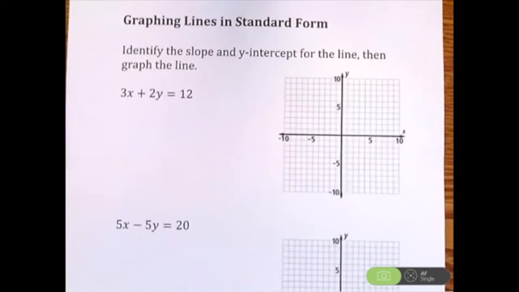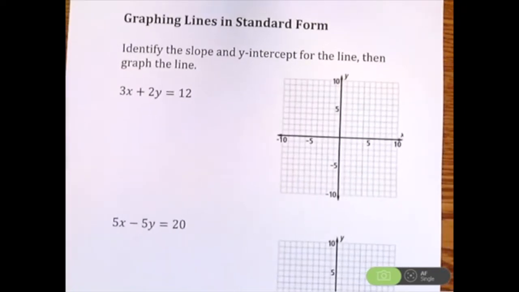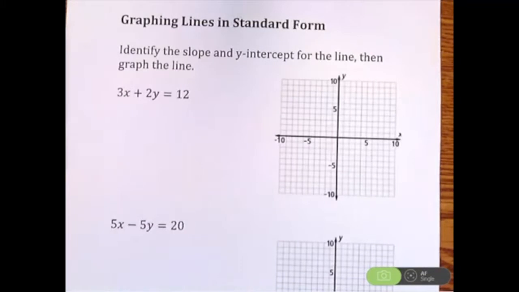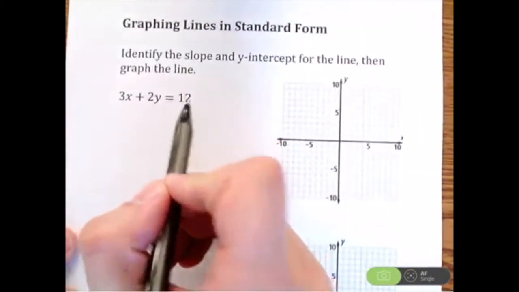Hello everybody, let's graph some lines in standard form. So we're going to identify the slope and y-intercept of the line and then graph. The two equations I have here are in standard form. That's when you've got your x and y on the same side. So I'm going to graph these in standard form.